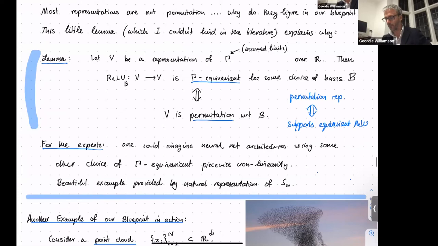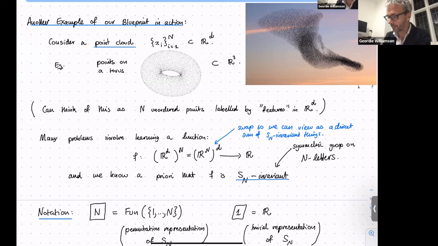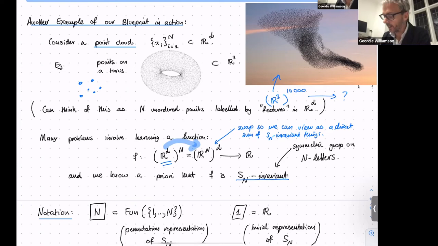So here's another example of this blueprint in action. Here we have a point cloud, and we're trying to make a prediction from a point cloud. We have a whole lot of points, but their order does not matter. So what we're trying to do is learn a function which takes in a big n-tuple of a certain number of points, so for example R3 to the 10,000 or something, and we'd like to output some assessment. We reorder our indices so that we have naturally something on which the symmetric group acts. So Sn acts on R to the n by permuting coordinates, and what we want is a prediction that is Sn invariant.